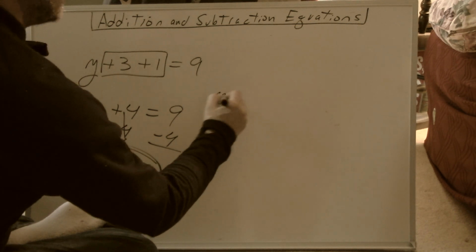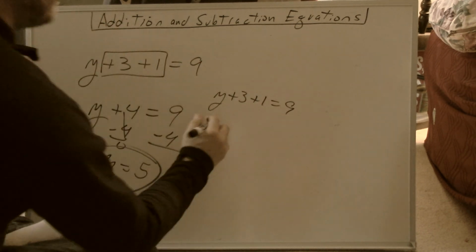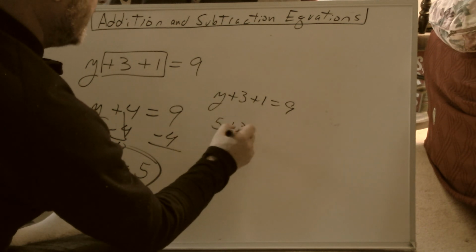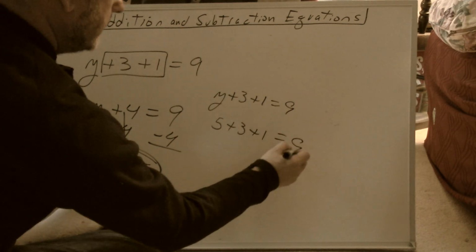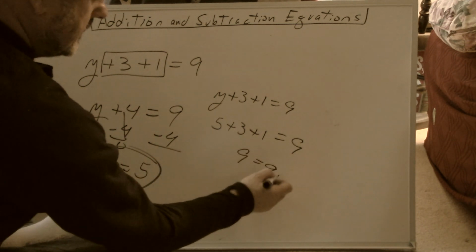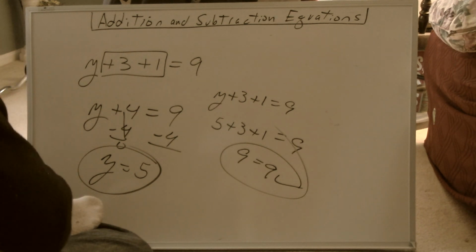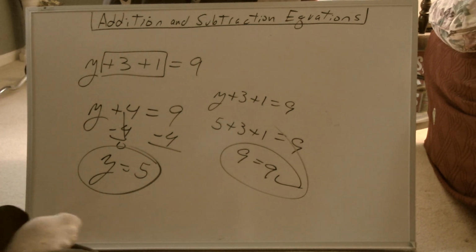Go back to the original equation. 5 plus 3 plus 1 equals 9. 5 plus 3 is 8, plus 1 is 9. 9 is 9. Bingo. Okay? All right, that's enough for today. Addition and subtraction equations.